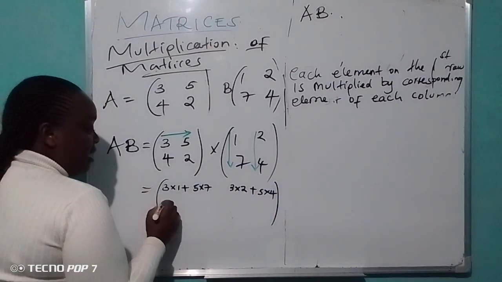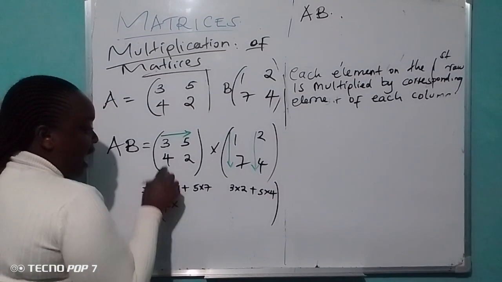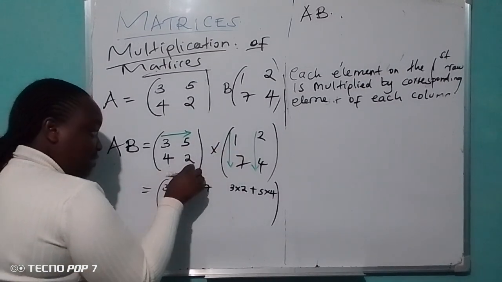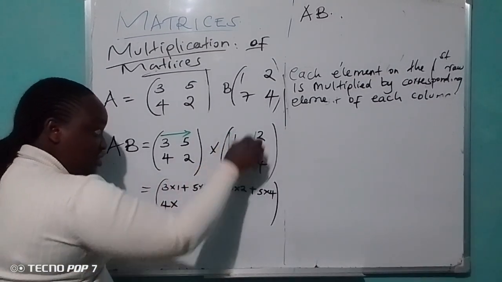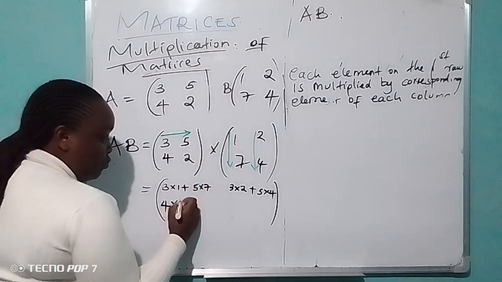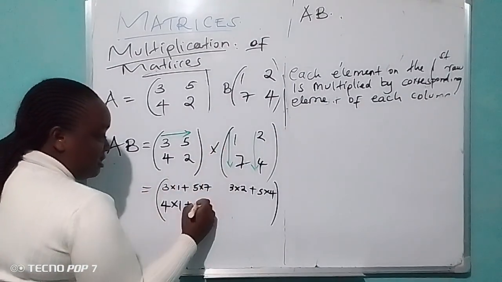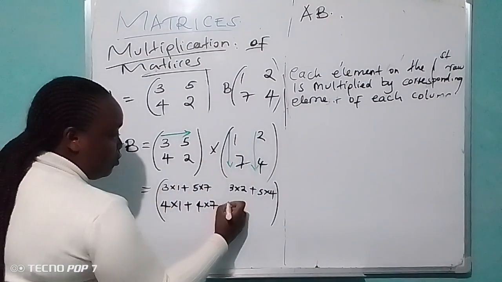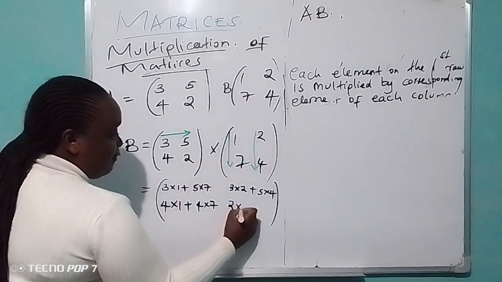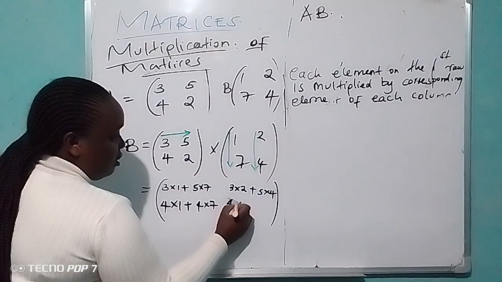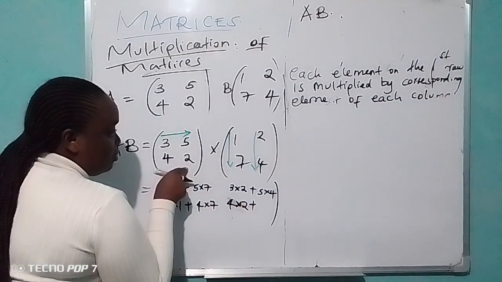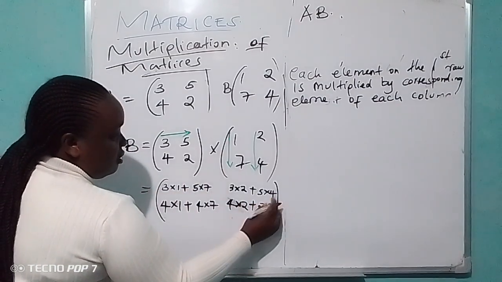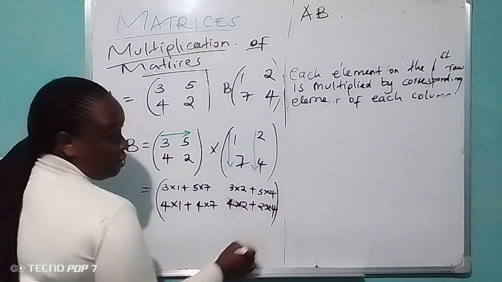Then we say 4 times the second row, each column. 4 times 1 plus 4 times 7. Then 4 times 2, the second column, 4 times 2 plus 2 times 4.